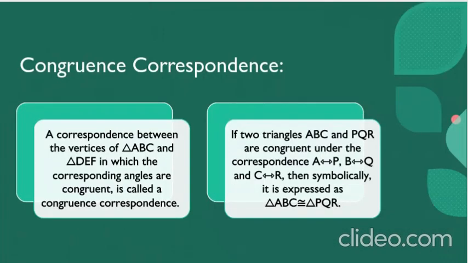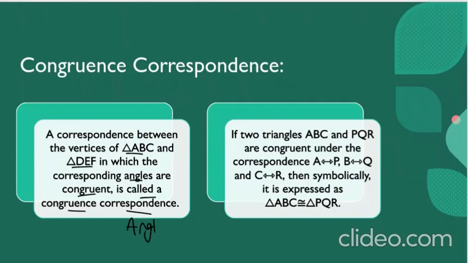Now, what is a congruence correspondence? A correspondence between the vertices of triangle ABC and triangle DEF, in which the corresponding angles are congruent, is called a congruence correspondence. Basically, the correspondence can be of angles or of sides. The corresponding parts can be two angles and one side, or two sides and one angle, or only three sides. That way we find the congruence between two triangles.